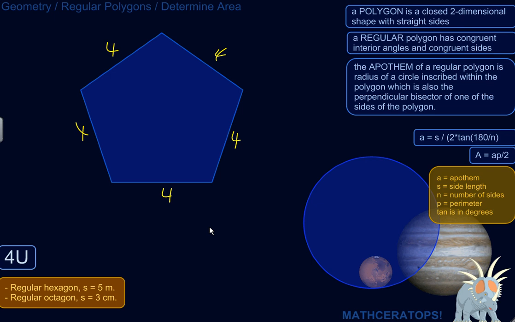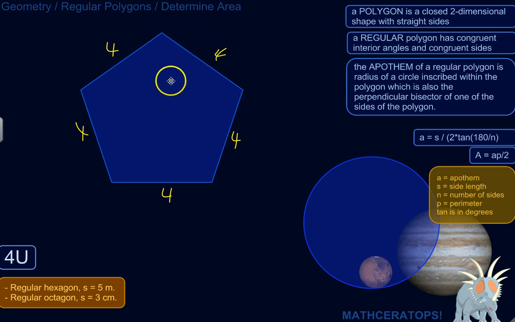So, just to review, a polygon is a closed two-dimensional shape with straight sides, sides that are straight lines. Here's a straight line, here's a straight line. This is not yet a polygon because it's not closed. This is open. It doesn't bound an inside space. And now that it's closed, it's got straight sides, it's two-dimensional, that's a polygon. It is not, however, a regular polygon. A regular polygon has congruent side lengths.